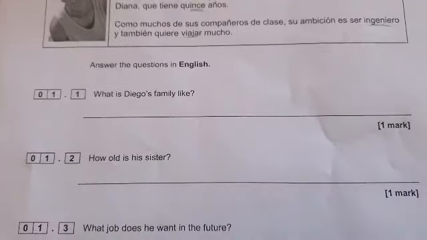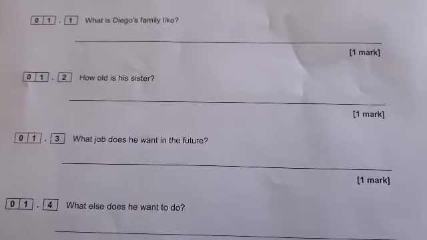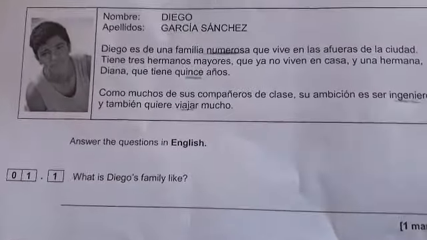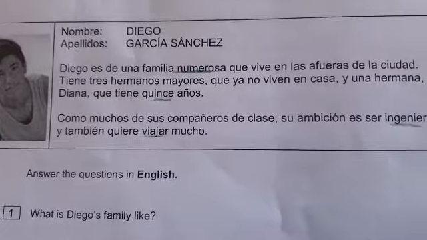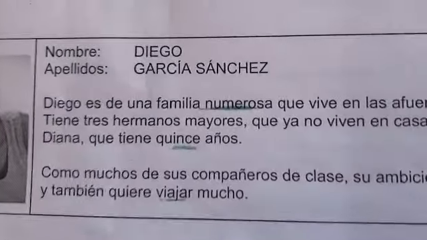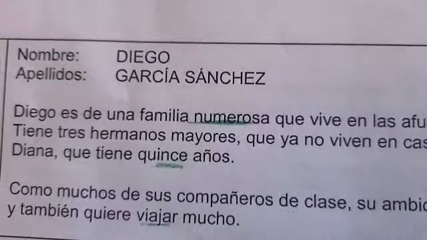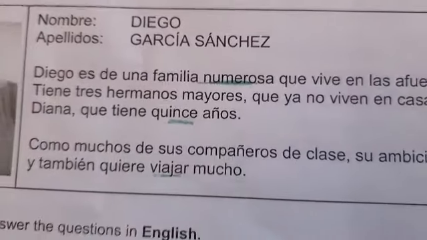You read the text and then you go down and you look at your 4 questions. So the first question says, what is Diego's family like? What you're going to do is look for keywords. Family in Spanish, well, it looks quite similar. So we're going to go to the text and look for a word that looks like family. Let's see what we can see. There you go. Familia.